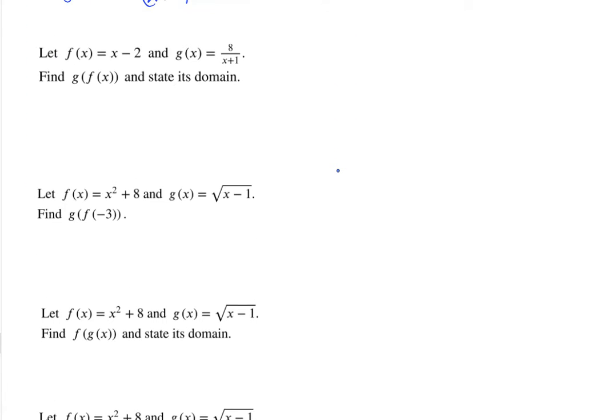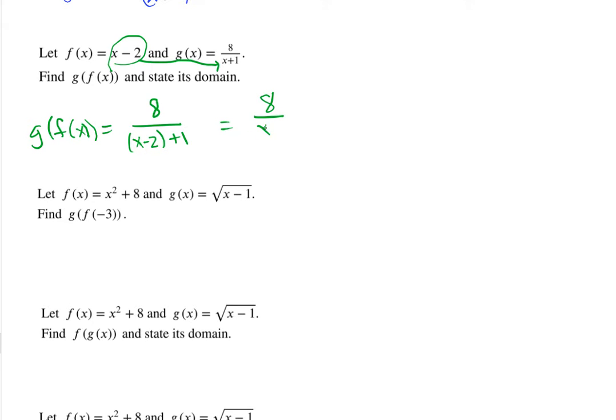We'll do it the other way, where we have g of f of x. So g of f of x, I'm going to take my f function and put it inside for x in my g function. So it's going to be 8 over, and then I'm going to have x minus 2 plus 1 here. I'm going to simplify that a little bit because I really don't need those parentheses, so it just has x minus 1 on the bottom. Can't really simplify that anymore, so now I'm just going to write my domain. X cannot be +1. So that's my answer.